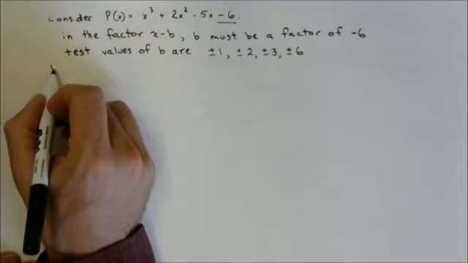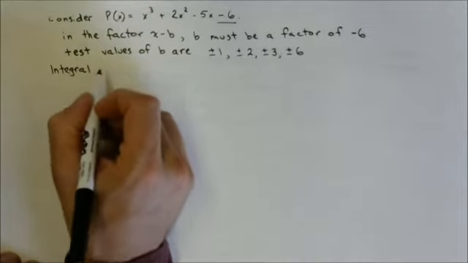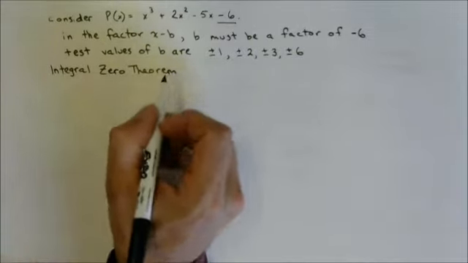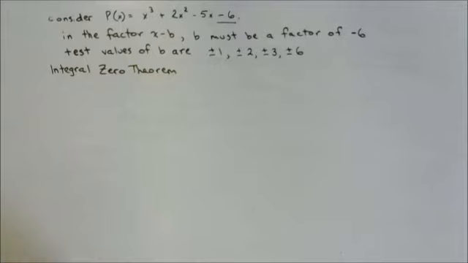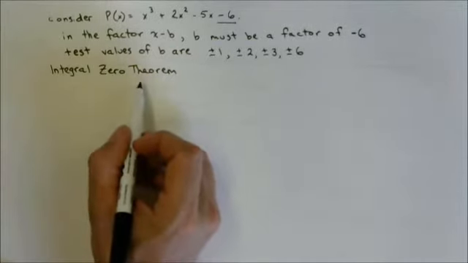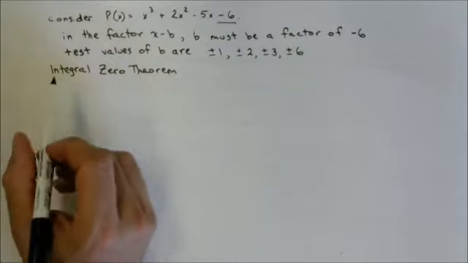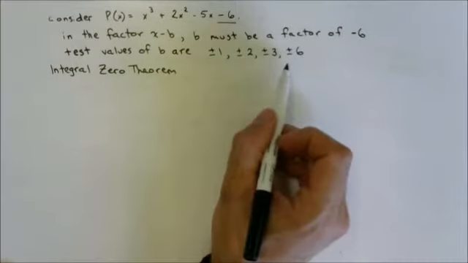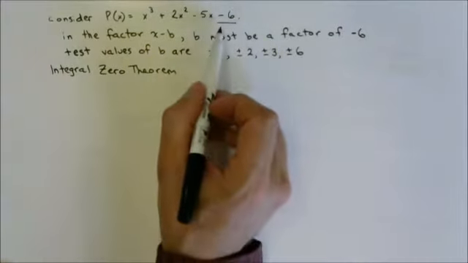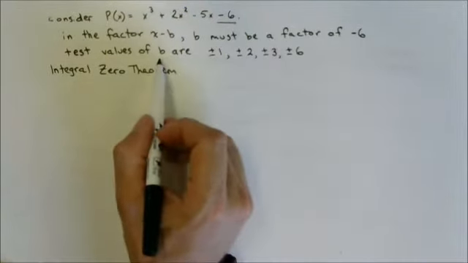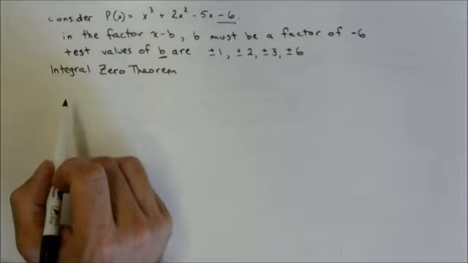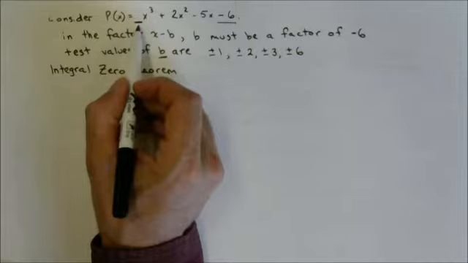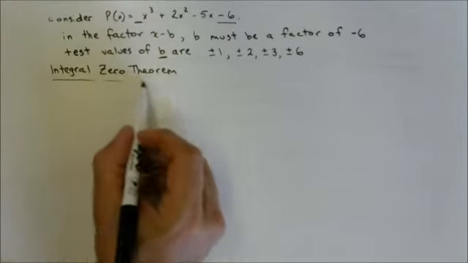That gets us into the definition for the integral zero theorem. The zero theorem is going to help us to find the zeros. And integral, the base word is integer. So these are the whole numbers that can be used to find factors of this polynomial. The whole number values of b. Next, we're going to get into the rational zero theorem, which you would use if there was an a value here that wasn't 1. But we'll get into that when we get there.